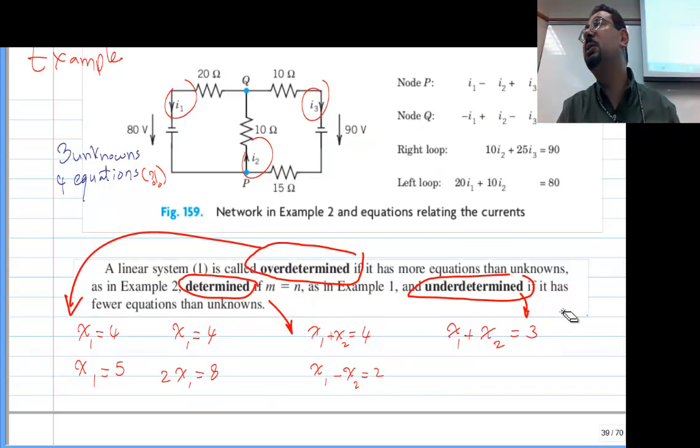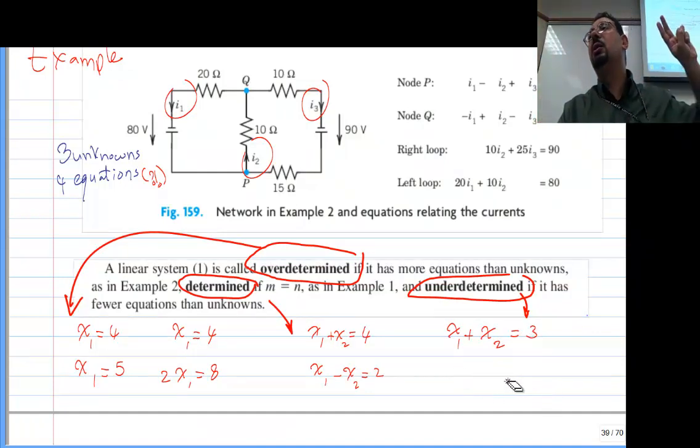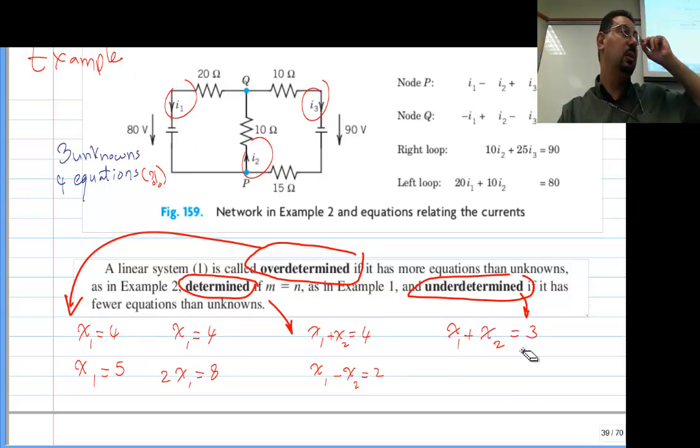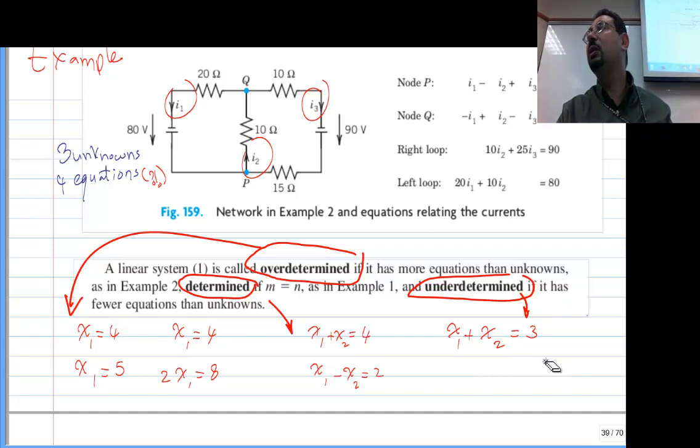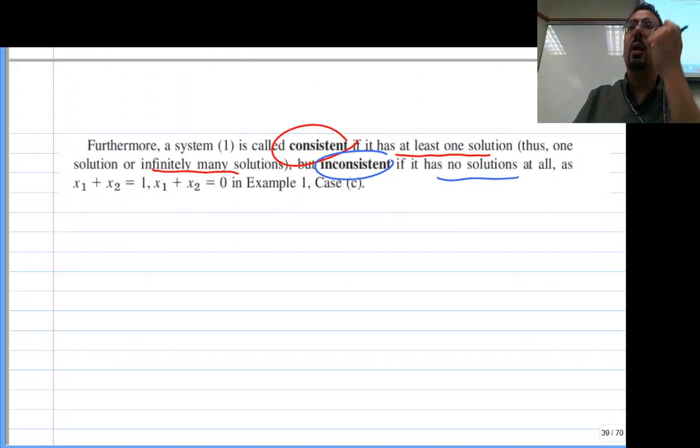And when it's underdetermined, it's not enough equations. So 1 equation, 2 unknowns. What do you think will happen here? What's the solution if x1 plus x2 equals 3? No solution, unique solution, or infinite number of solutions? Infinite. I can think 1 and 2, or 0 and 3, or minus 1 and 4, right?